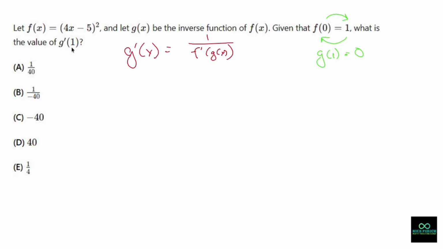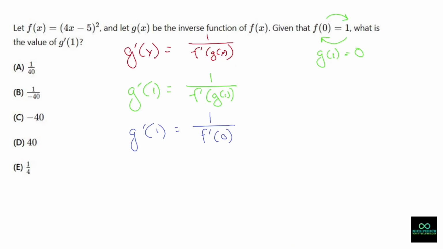So in order to find g'(1), we start out by saying 1 over f'(g(1)), right? And so that g(1) inside the parentheses means g'(1) is going to be 1 over f'(0).